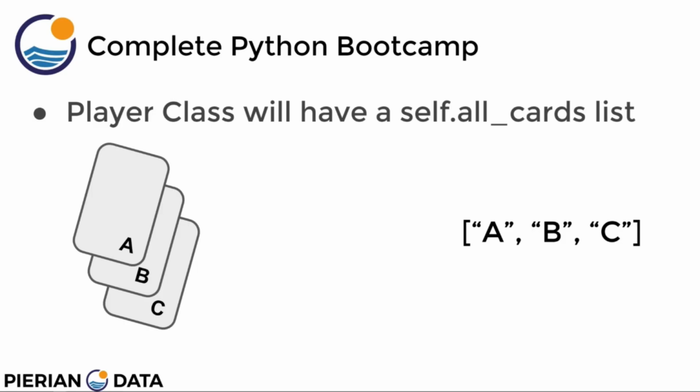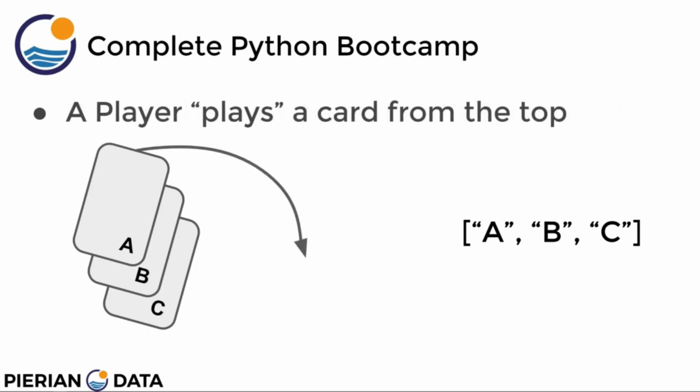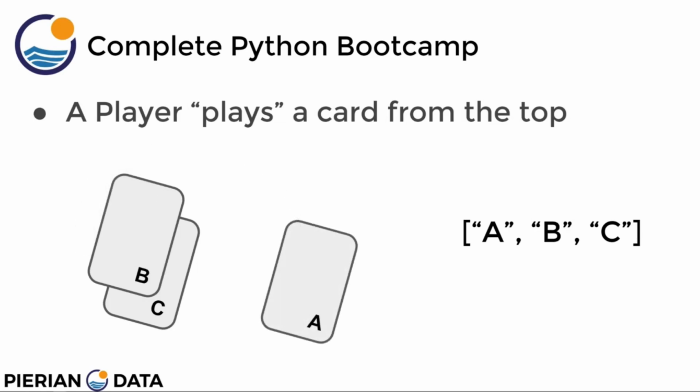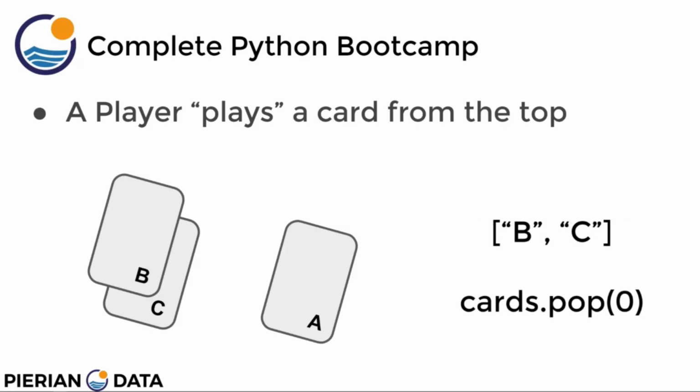So for A, B, and C, let's say a player is going to play a single card. We want to play it from the top of their hand. So that means when the player plays a single card, we're going to use pop. However, we'll specify that pop is at 0, which is the very first item in the list that we want to pop. So that means we're left with cards equal to B and C. So when a player plays a single card, they're going to pop at 0.